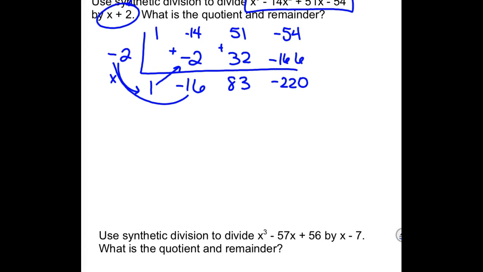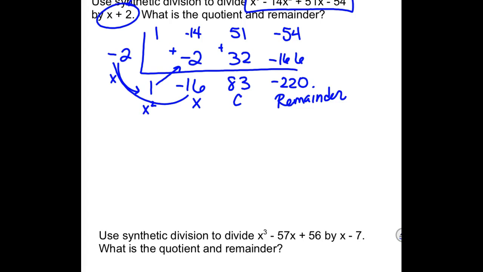How do we interpret our answer? The last number we get will always be the remainder. Sometimes it'll be 0, sometimes it'll be a positive number, sometimes it'll be a negative number. Last number is always remainder. Working backwards, the next number in my answer would be my constant. The next number back would be my x's. The next would be my x squareds.